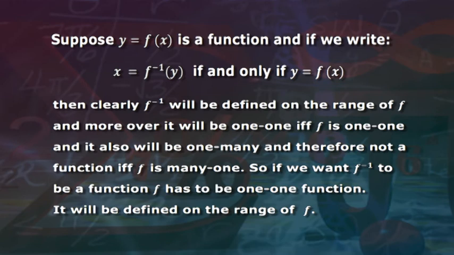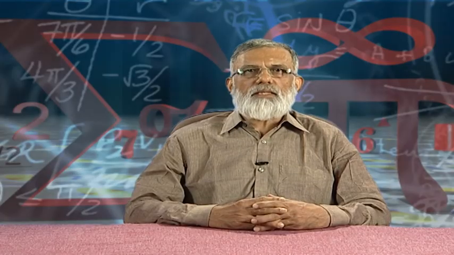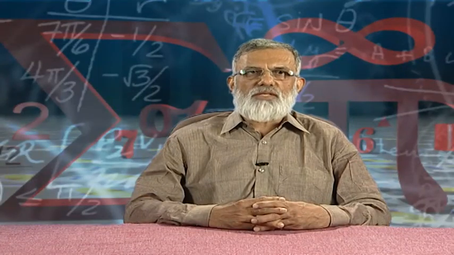So, if we want f inverse to be a function, f has to be a 1-1 function. It will be defined on the range of f. Note that increasing or decreasing functions are 1-1 functions, and therefore, the inverse from the range of the function exists. Here are some examples on inverse functions.